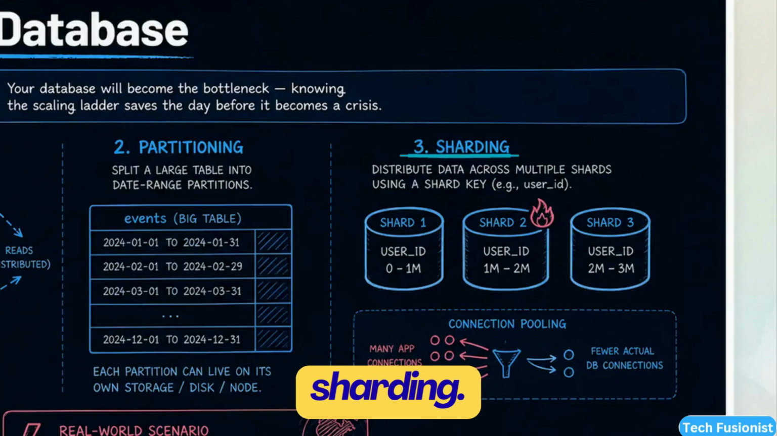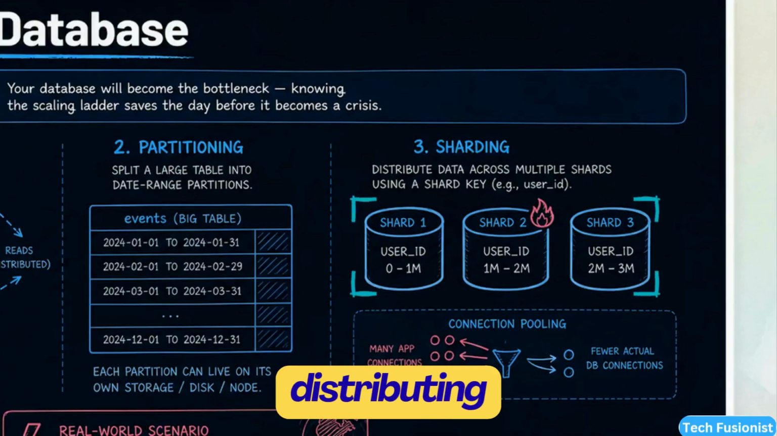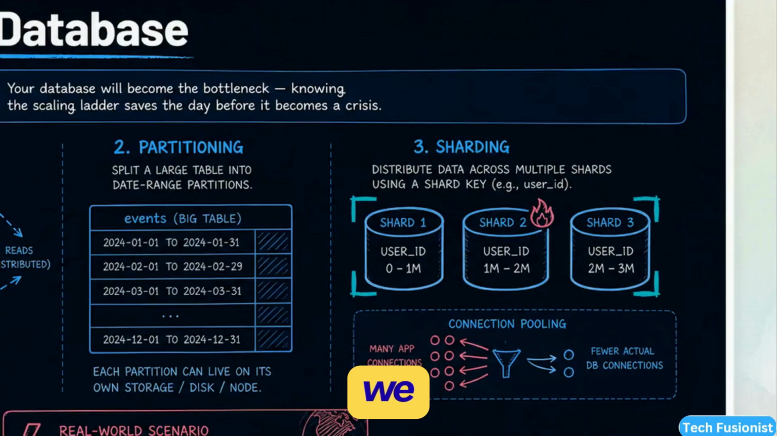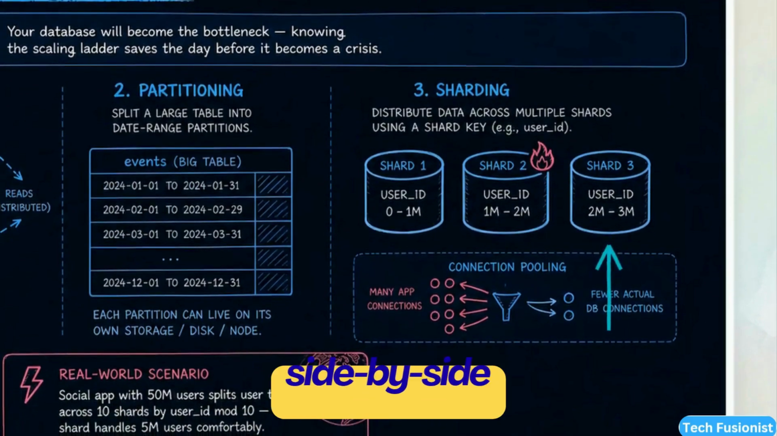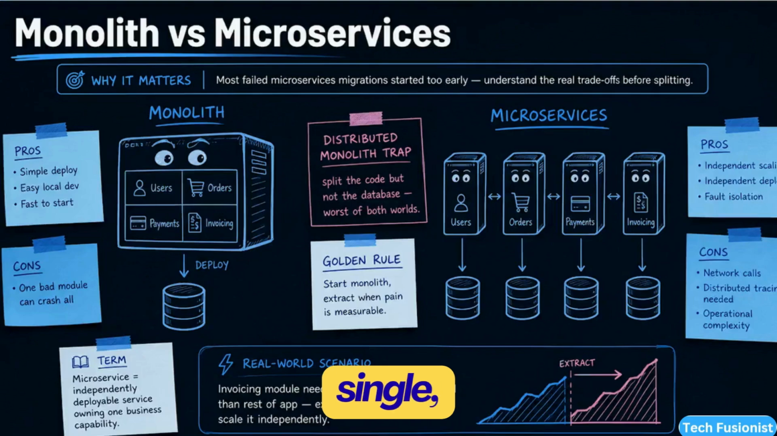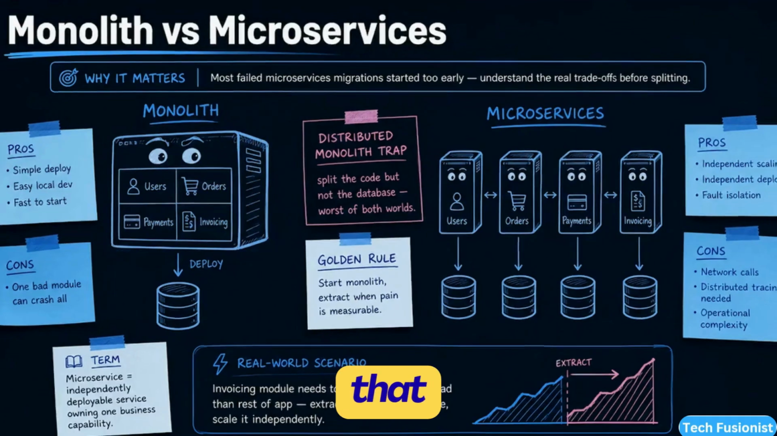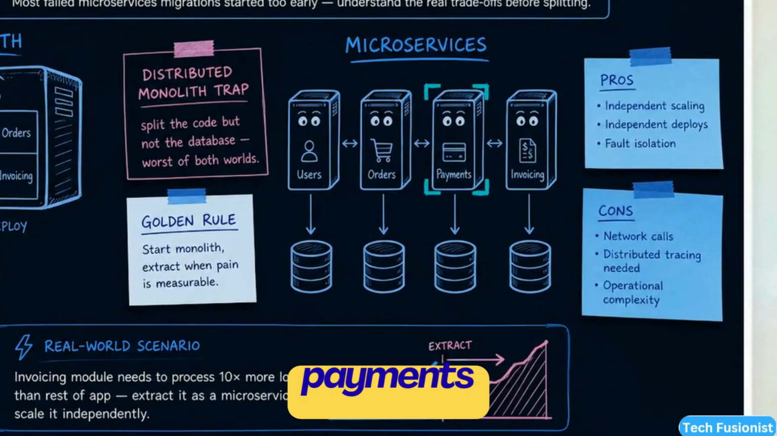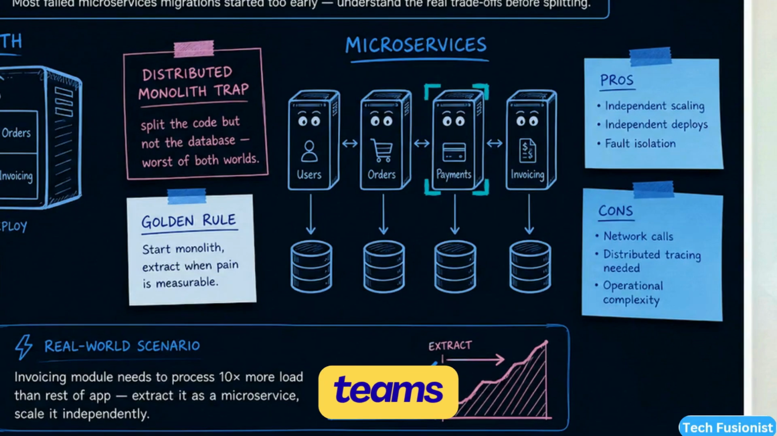This chart illustrates sharding. By splitting a massive table into smaller pieces and distributing them across different servers, we can keep the data accessible even as the user base grows. This side-by-side comparison shows how a single large application can be broken down into microservices. These are small, independent pieces that handle one specific job, like payments or shipping, allowing teams to update them without affecting the rest of the system.